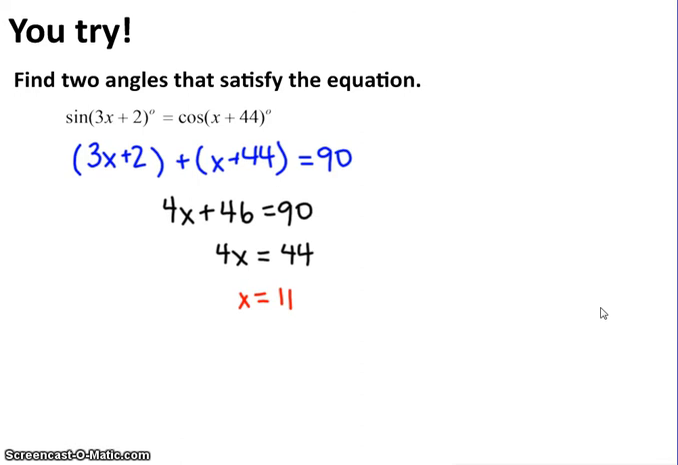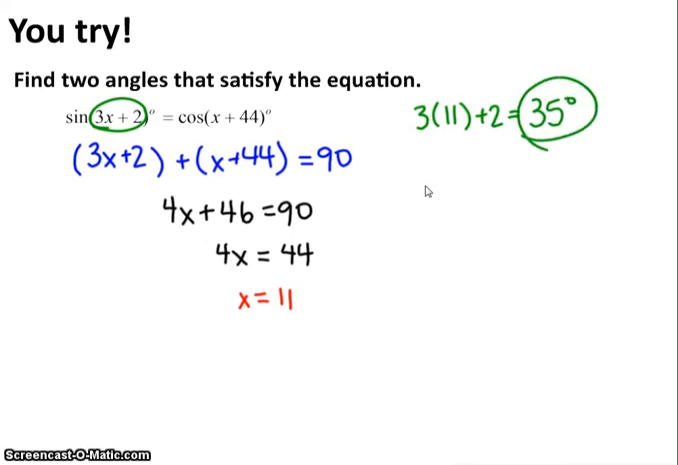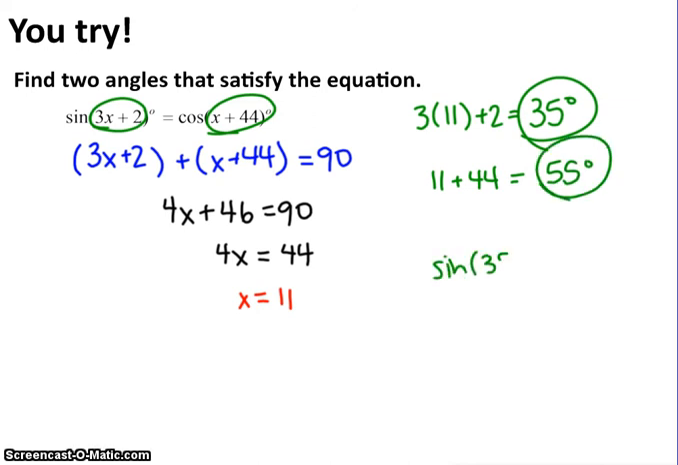This is not my answer, I need to plug it back in. So I take 3x plus 2, plug in 11: 33 plus 2 is 35 degrees. So that's my first answer. Then I take the second angle, x plus 44, so that's 11 plus 44 is 55 degrees. So I should have the sine of 35 is equal to the cosine of 55 degrees. 35 plus 55 adds to 90. I know that I did this correctly.